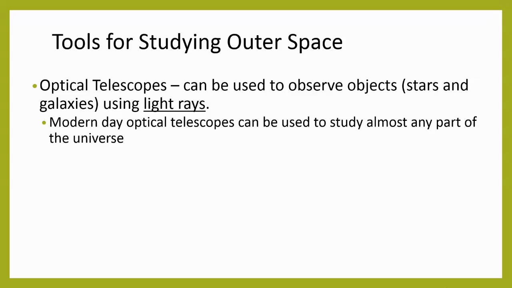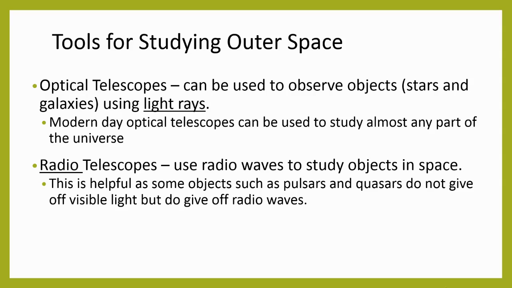But optical telescopes don't tell us everything we know because not all parts of space have light. So that is where we have radio telescopes. And radio telescopes use radio waves to study objects in space. Some objects like pulsars and quasars don't give off visible light. So we can't study them with optical telescopes because they don't have light rays. But they do give off radio waves. So radio telescopes allow us to study these types of objects.